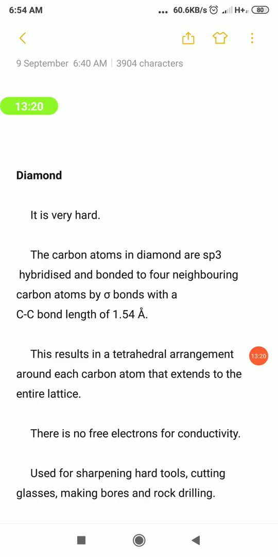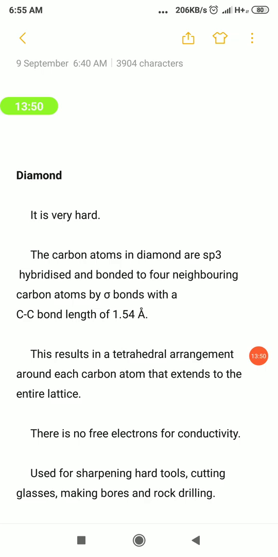We saw graphite is very soft. Diamond is just the opposite: it is the hardest substance. Sometimes in questions they ask you to differentiate graphite and diamond. If you have studied graphite, you can write diamond. There it is very soft, but in diamond it is very hard. The hybridization in graphite is sp2, but here it is sp3 hybridized. That is the second difference.